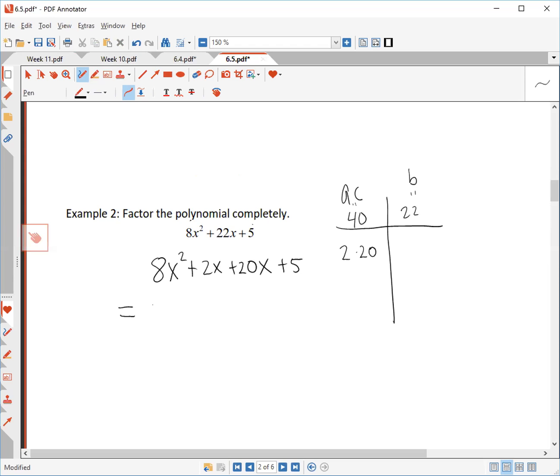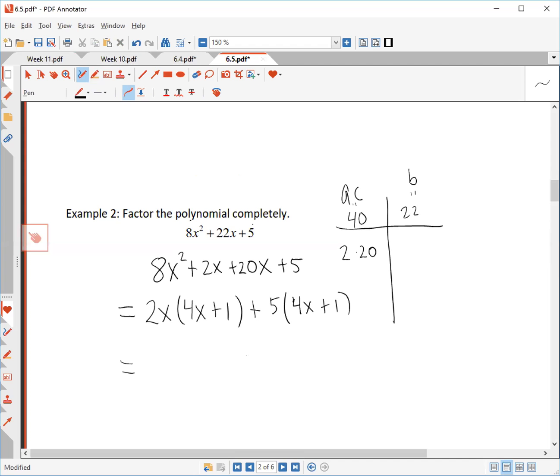From my first pair of numbers, I take out a 2x. Now we factor by grouping. 8x squared divided by 2x is 4x, and 2x divided by 2x is 1. From my second pair, I take out a 5. And that's going to leave me with 20x divided by 5 is 4x, and 5 divided by 5 is 1.